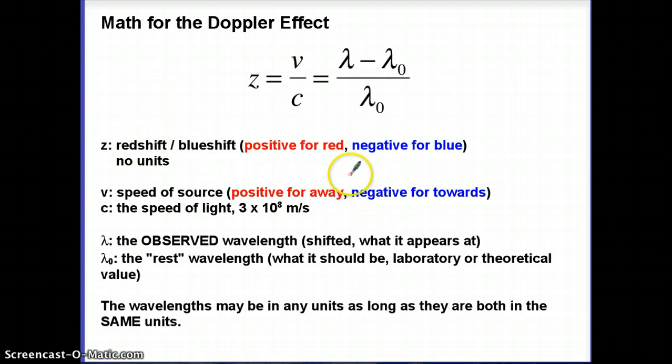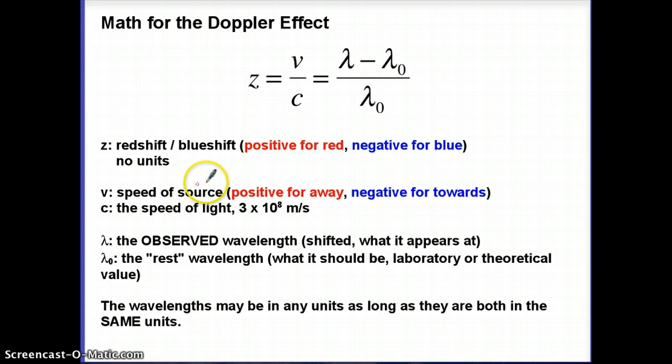Z is something called the red shift or the blue shift. It's basically the ratio of the speed of the source to the speed of light. It's kind of like the Mach number was for sound in physics. Z will be positive for a red shift and negative for a blue shift. And it doesn't have any units because it's like meters per second over meters per second, so that cancels out.